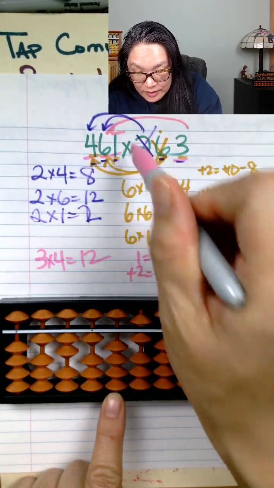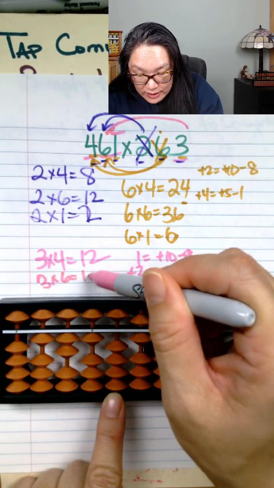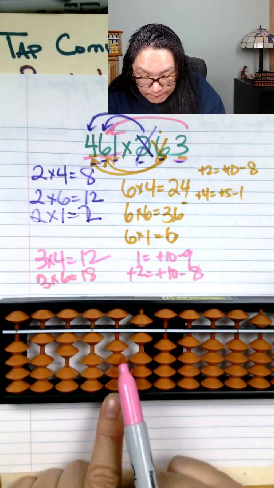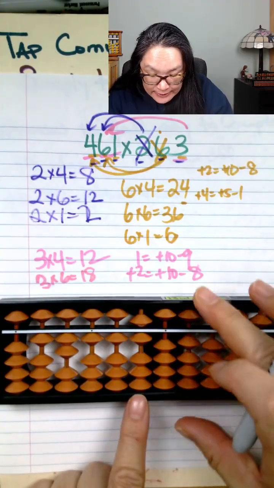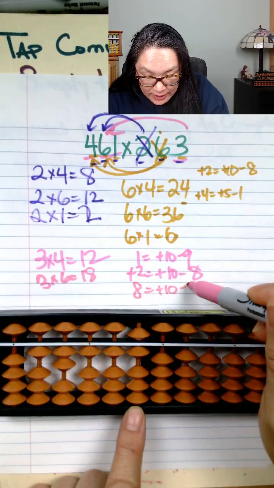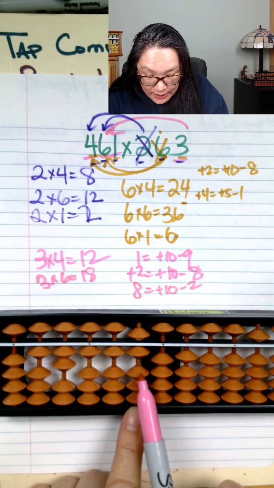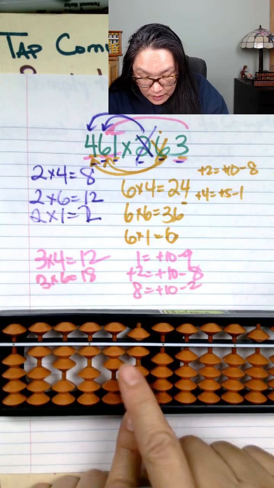3 times 6 is 18. So I add my 1 and then I add my 8. Is there enough? No. What do I do? Plus the 8 is equal to plus the 10 minus 2. So I plus the 10 and I take away the 2.